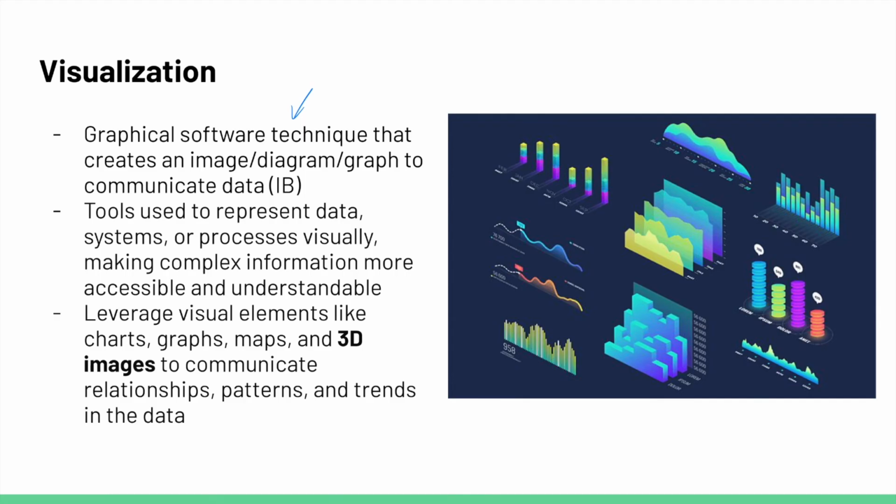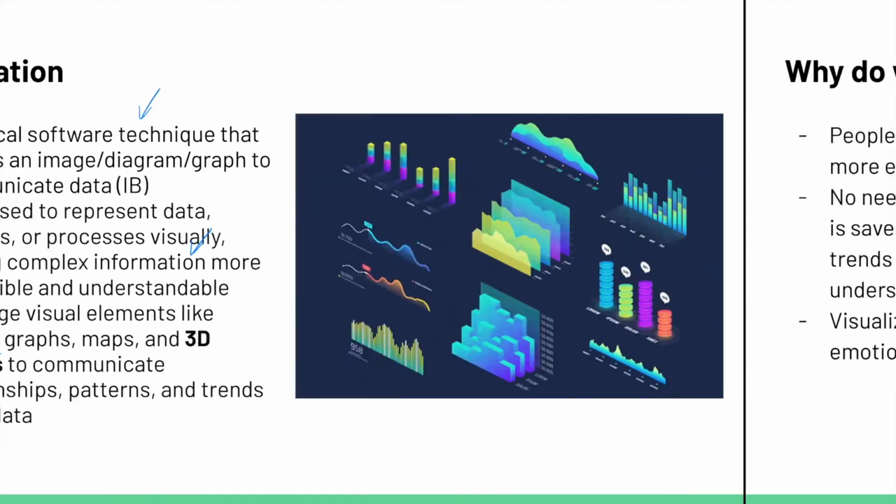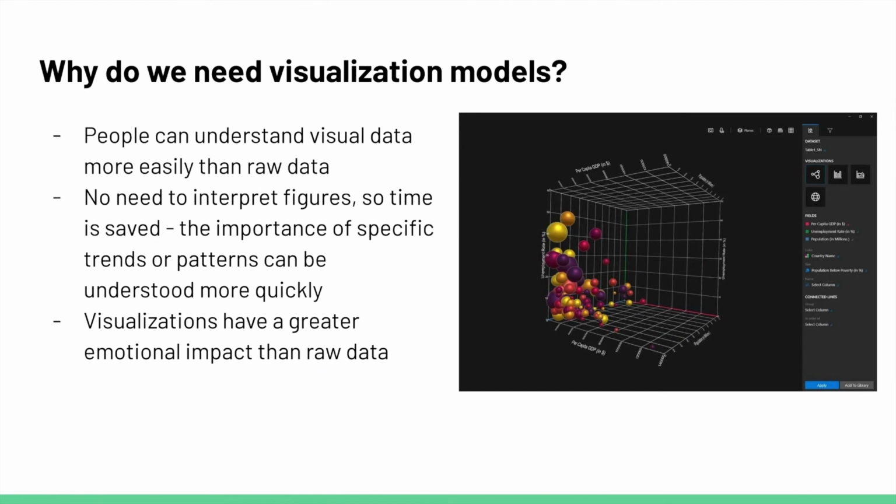We can say that it makes complex information more accessible and understandable, and some of the visual elements that are used in visualization are charts, graphs, maps, and 3D images to communicate complex relationships, patterns, and trends in data. Now, we need visualization models because oftentimes it's easier to understand visual data than raw data. Imagine looking at a chart versus looking at a bunch of numbers on an Excel spreadsheet.